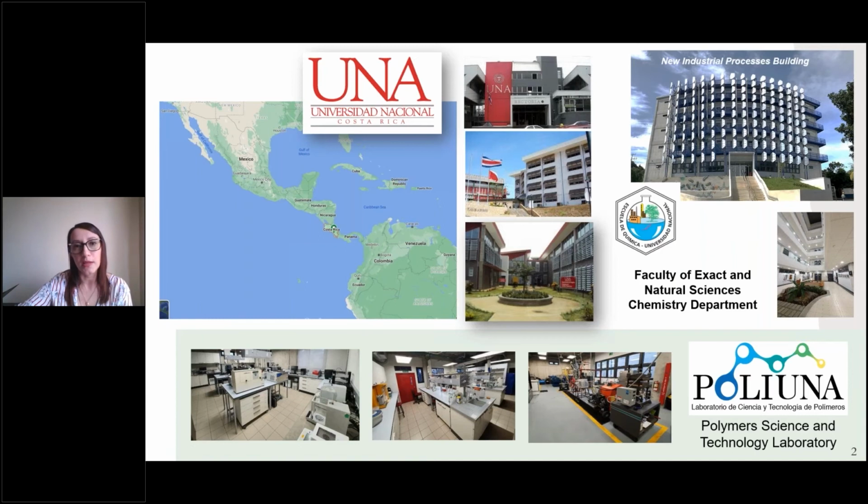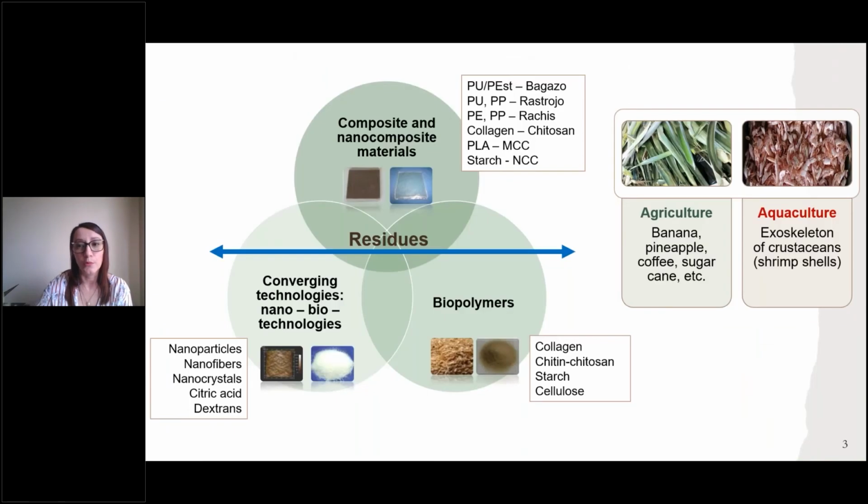So I'm going to show a little about the work we do in the laboratory with residues. We have 3 main research areas: composite and nanocomposite materials, converging technologies, nano and biotechnologies, and we extract biopolymers like collagen, chitin, chitosan, starch, and cellulose. And we have this main objective of using residues. We use different types of agriculture residues. Today I'm going to talk specifically about pineapple and aquaculture residues, mainly the skeleton of crustaceans, mainly shrimp.